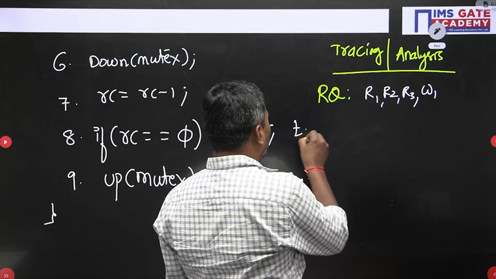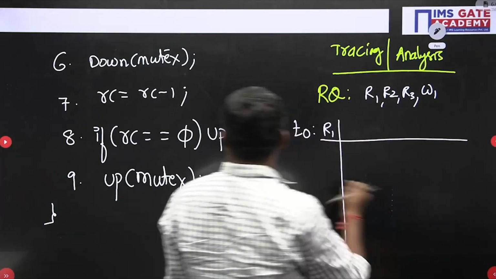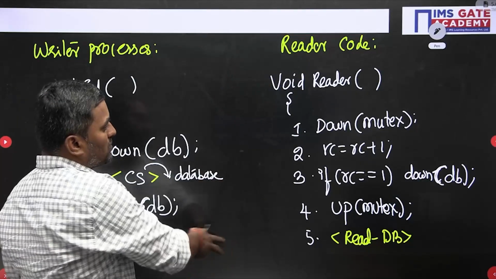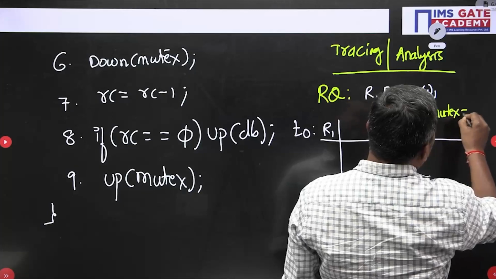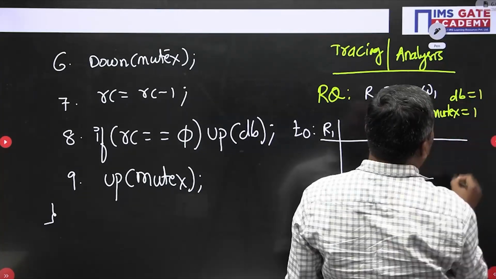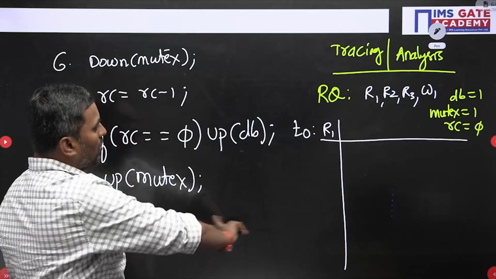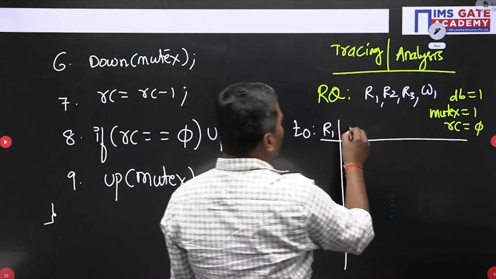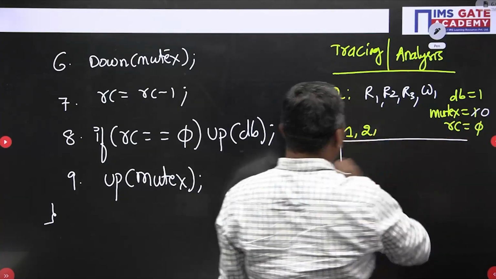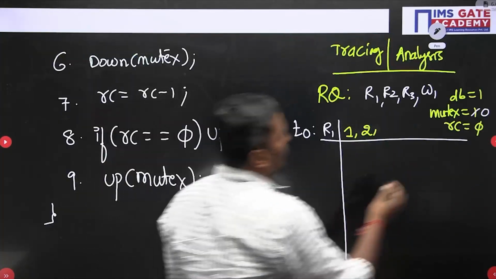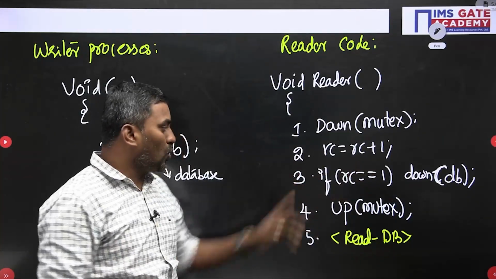At time t0, suppose reader 1 is allowed. Reader 1 tried, so reader 1 will work through this code. First of all, down on mutex. Initially mutex value 1 and initially dB equal to 1, correct or not? And initially RC equal to what? 0, right? This is the initial data. Now the first statement, down on mutex. So the mutex becomes 0, right? What is the second statement? Increment the RC value. So I incremented, RC becomes 1, correct or not? Then the third statement, RC equal to 1, down dB.